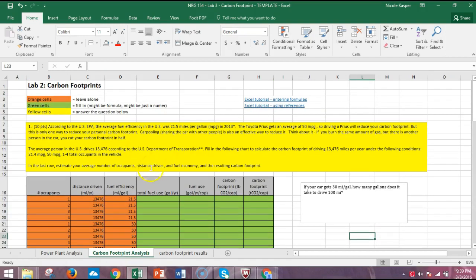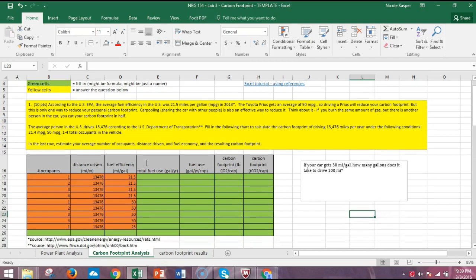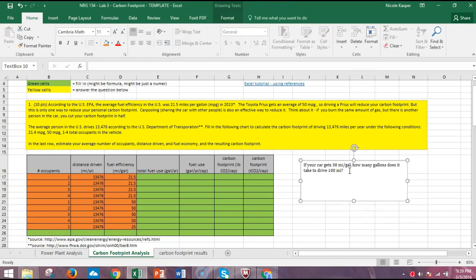Now, see, this first question here is all about calculating the carbon footprint per person or per capita given various conditions, so different fuel efficiencies and different number of occupants per car. Okay, so this can trip people up a little bit because you have to sort of flip the way you think about unit conversions a little bit, and I'll show you what I mean, because I'll do this sample problem here. So if I get 30 miles a gallon, how many gallons does it take to drive 100 miles? Now you probably can figure out the answer just thinking about it, but let's think about this in terms of a unit conversion, how we'd set it up.